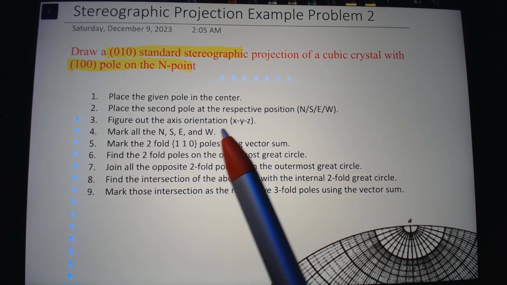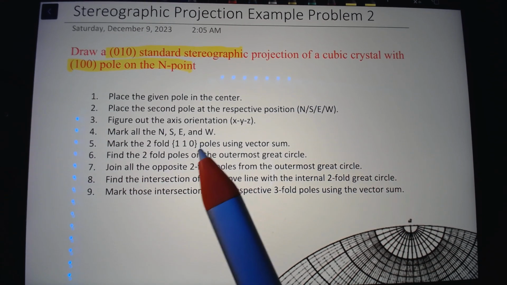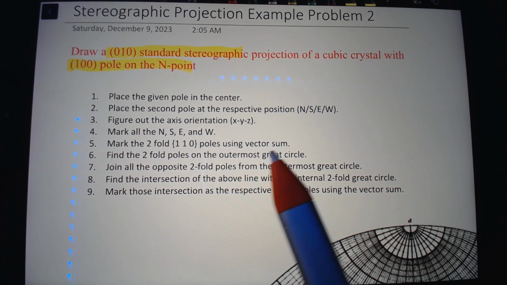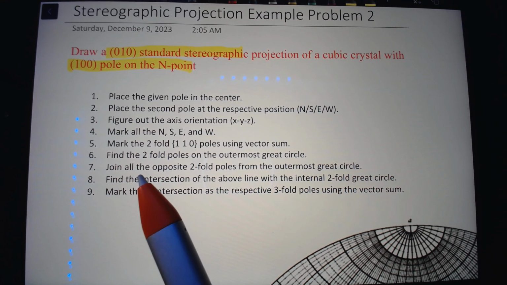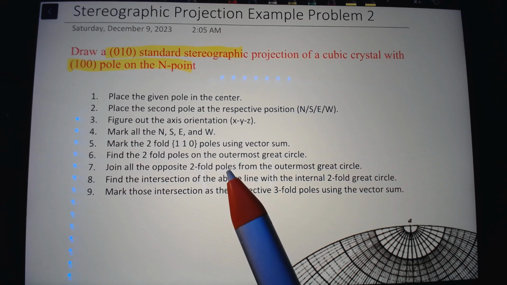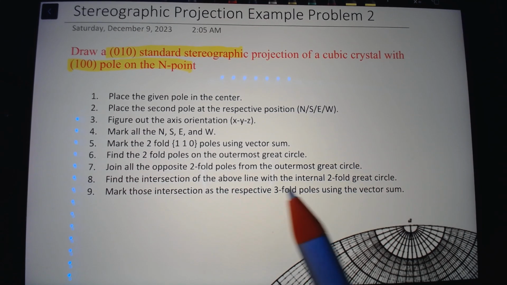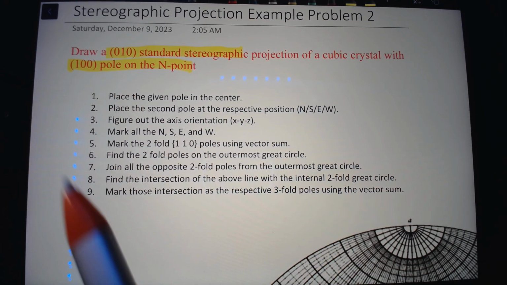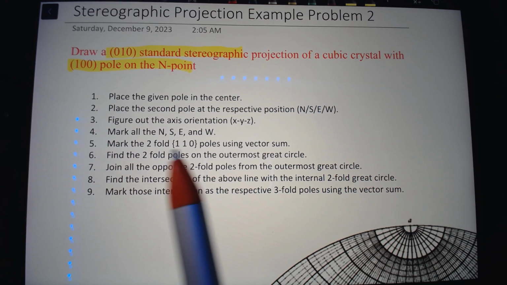Once we have figured out the axis orientation, we will easily be able to mark all the north, south, east, west poles or points. Then we'll mark all the twofold poles using the vector sum rule. Then we'll also find all the poles on the outermost great circle, and find all the opposite twofold poles. Then we'll join them, and the intersection of those with the internal twofold great circle will be the threefold poles. It may be a bit too much, so I would recommend writing this down in your note sheet or cheat sheet for the exam, so you do not miss any of the poles.